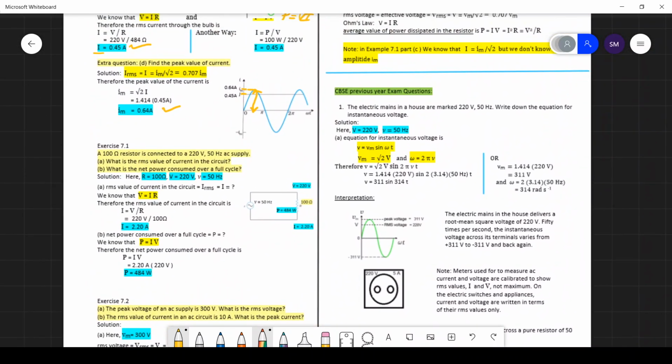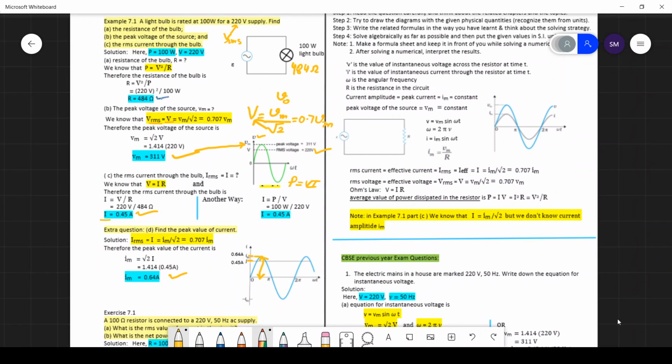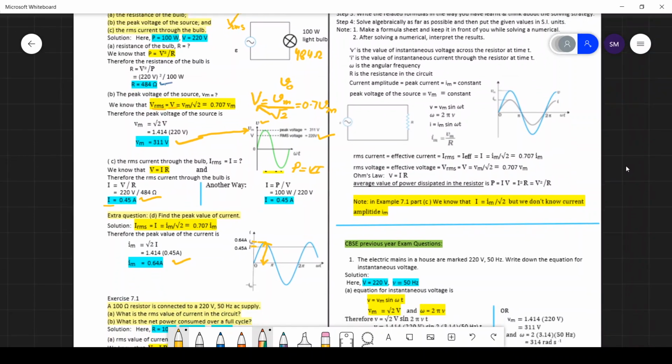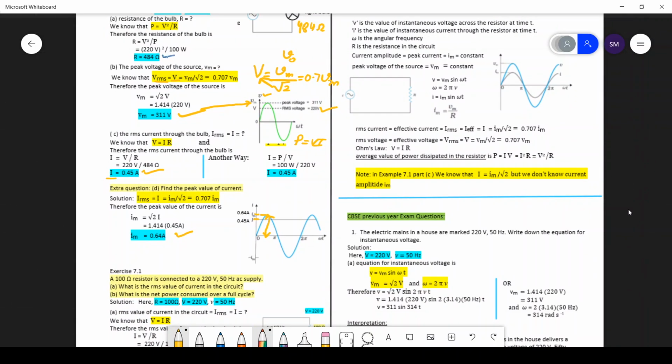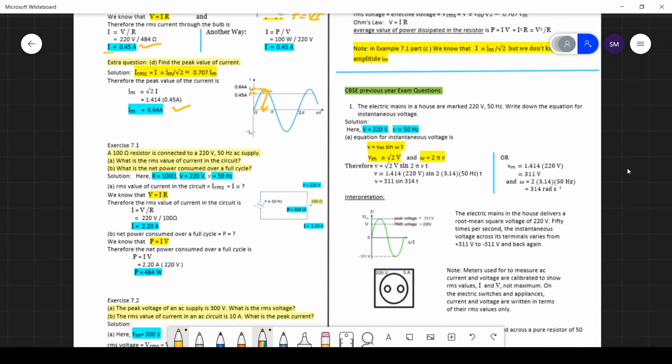Now we have some CBSE previous year questions. These are the formulas involved, and I have written some steps on how to solve the numericals. Students, you can read them, and you can download this PDF also. I have given the link. So download them from the link.